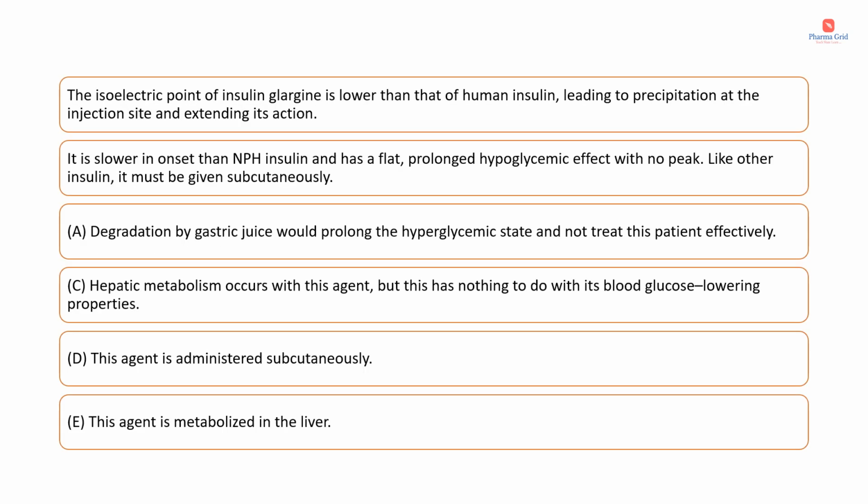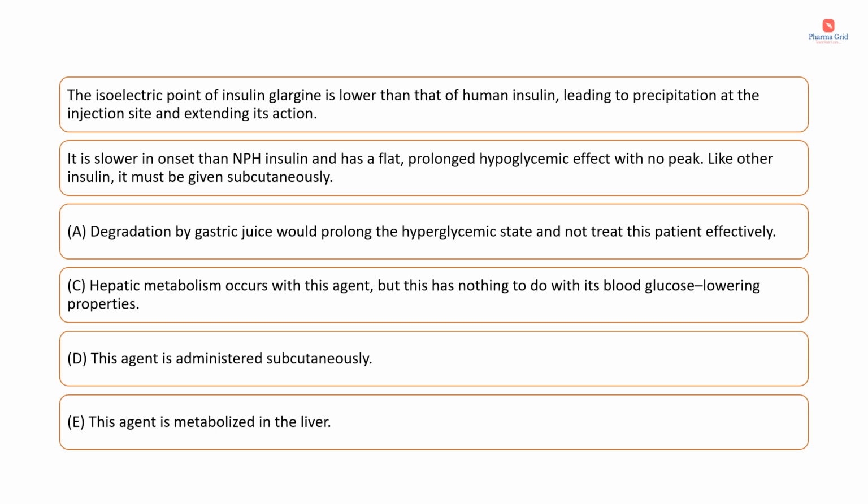The isoelectric point of insulin glargine is lower than that of human insulin, leading to precipitation at the injection site and extending its action. It is slower in onset than NPH insulin and has a flat, prolonged hypoglycemic effect with no peak. Like other insulin, it must be given subcutaneously.